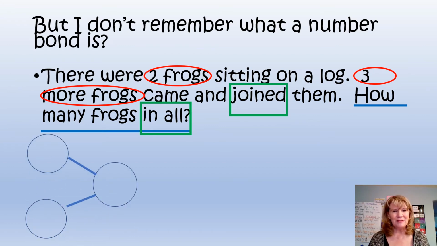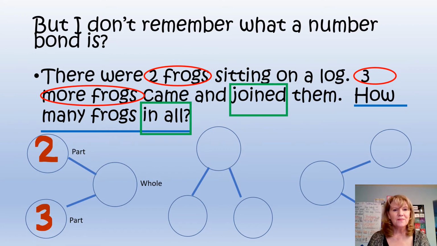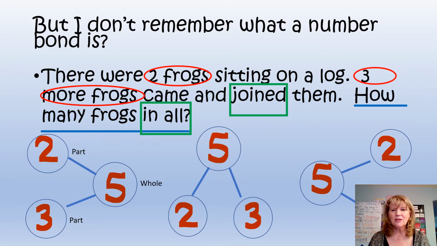That's what a number bond looks like. It has a part, and the whole, or the total amount. And it can face any way. We have 2 frogs, that's part. We have 3 frogs, that's another part. The total number or the whole amount is 5. And it works that way with all of our number bonds.